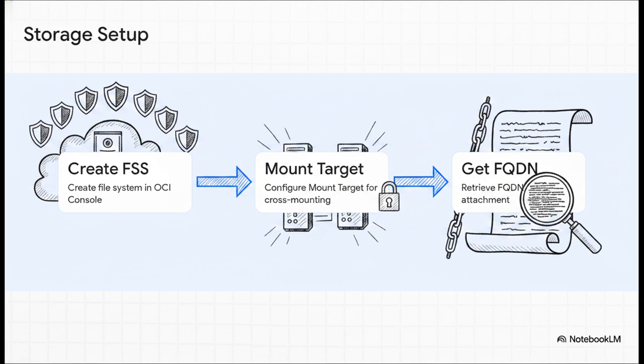Next, you configure the mount target. That's the actual network endpoint both resources will talk to. And finally, grab the fully qualified domain name, or FQDN, of that mount target. We're going to need that exact string of text later to tell our database where to look.